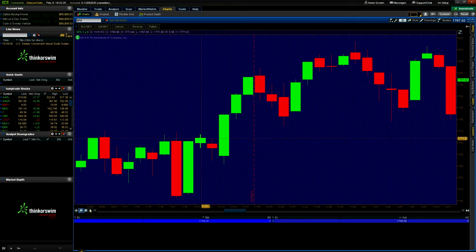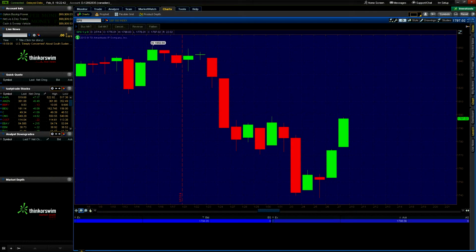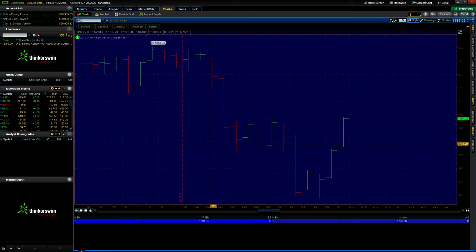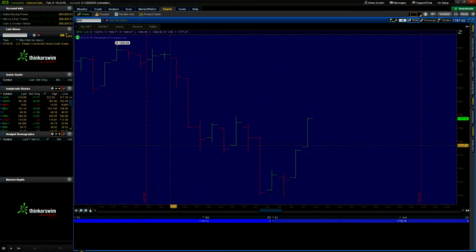So that's why they're so much better than line charts. We pretty much got 4 different pieces of information from a single candlestick, which is something you can't really do with a line chart. And now it's very similar to the bar chart. Let me just switch here. The bar chart pretty much tells you the exact same thing.